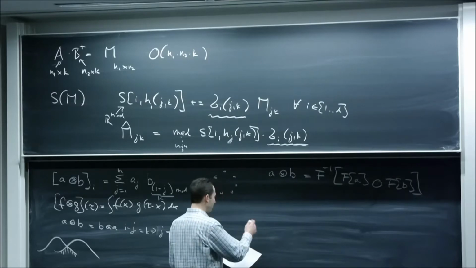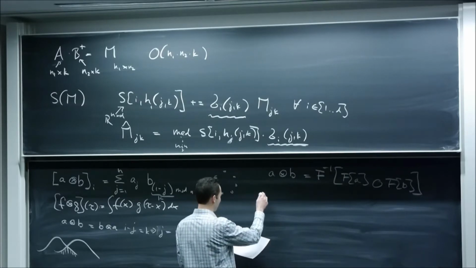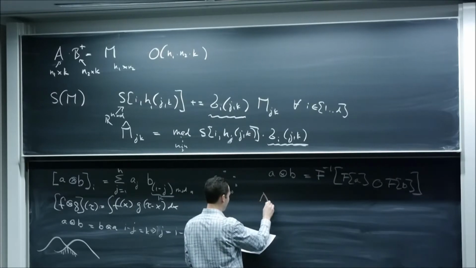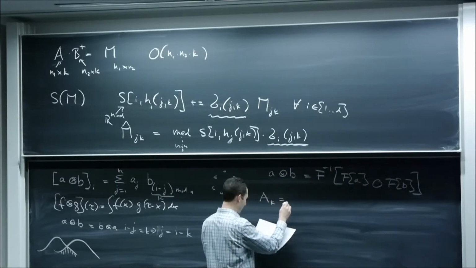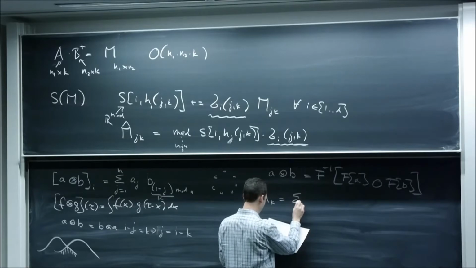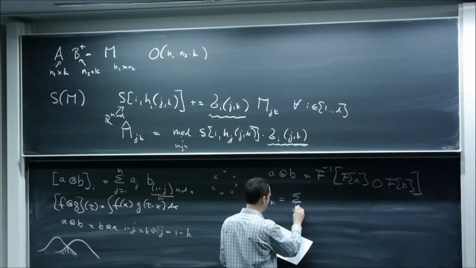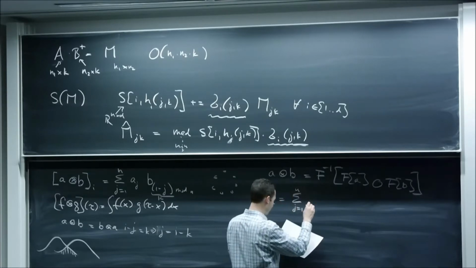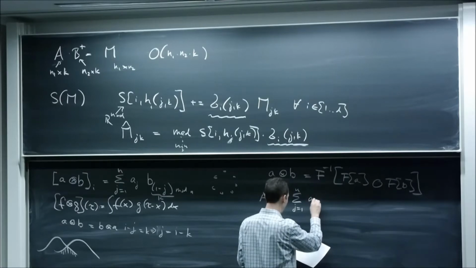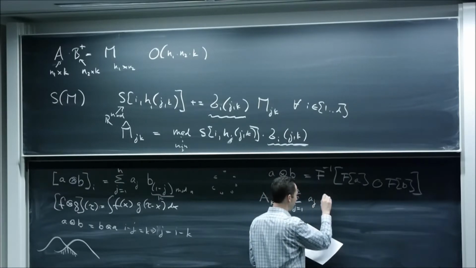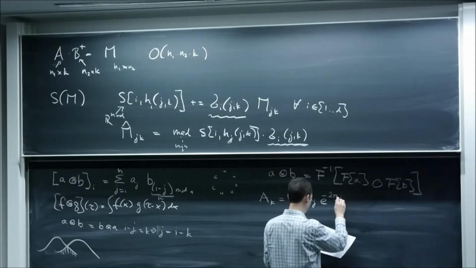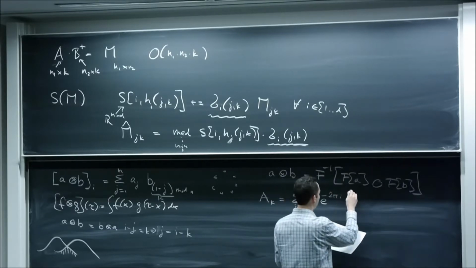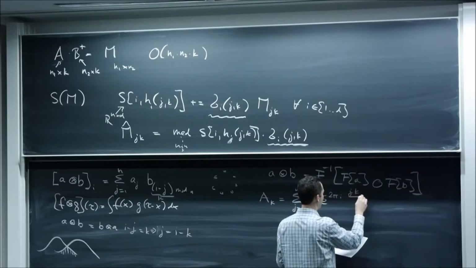So to avoid carrying around too many indices, I'm going to define it as follows. A hat k is the unnormalized version, so it's basically the sum from j equals 1 to n of aj e to the minus 2 pi i, where i is the imaginary number, times jk over n.